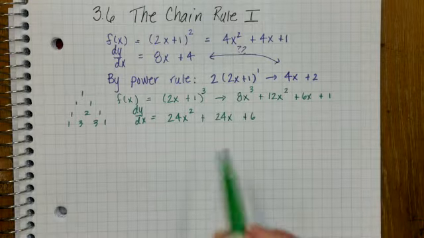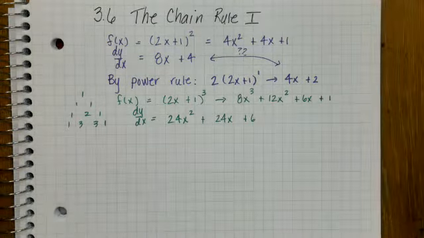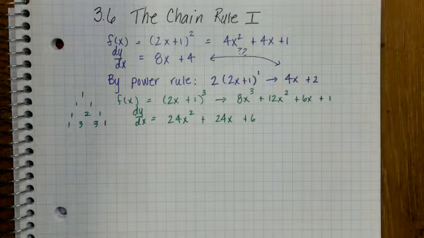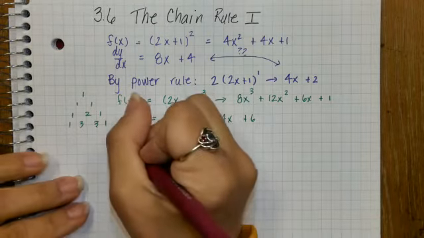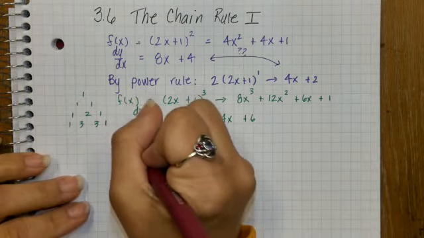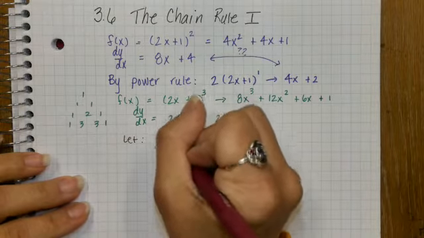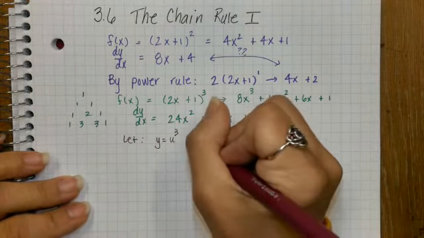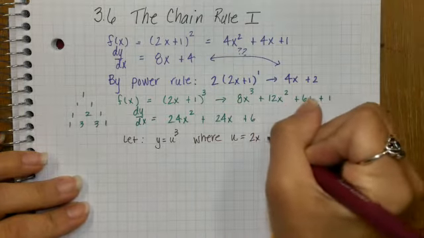Okay, and then so we would multiply it out, we would find the derivative, but again, why on earth would we want to do that? I can write 2x plus 1 cubed as a composite function. So what does that look like when you write it as a composite function? So let's say y is equal to u cubed, and where u is 2x plus 1.